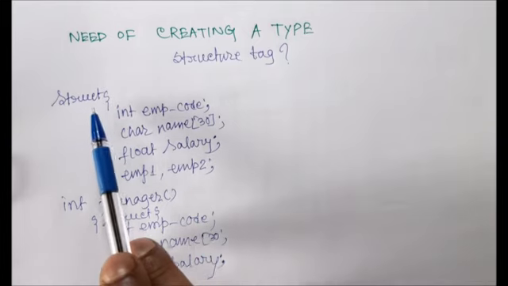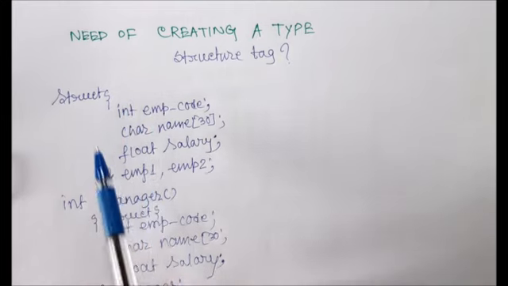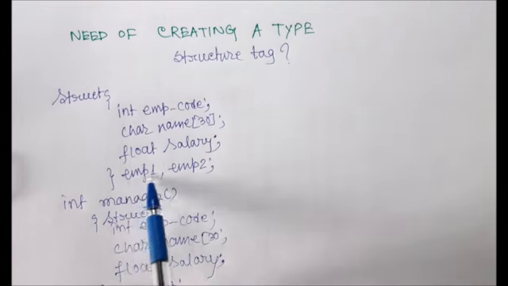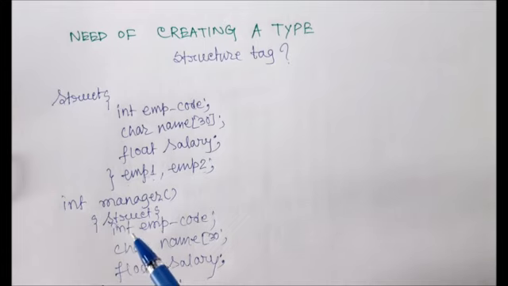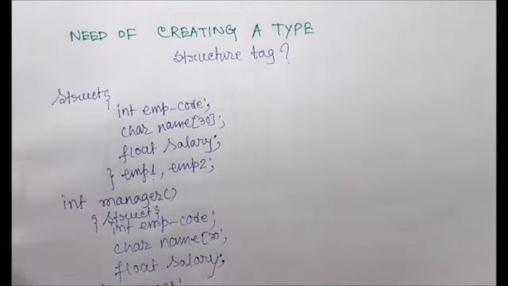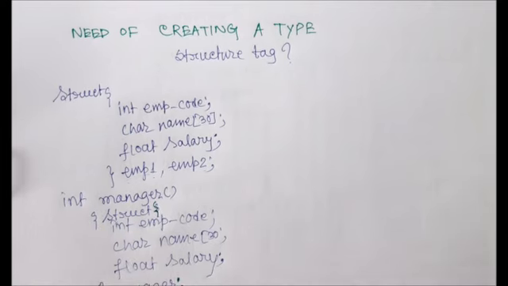Look at this. Here when we declare the struct without a name, we have declared two variables during the declaration of the structure without a structure tag. Employee 1 is a structure variable, employee 2 is a structure variable. Suppose I want to declare an additional variable which is required for our programming purpose. Here again we have to declare the structure, struct, and at the end declare the structure variable, for example here another structure variable, manager. This is if I don't use the structure tag.